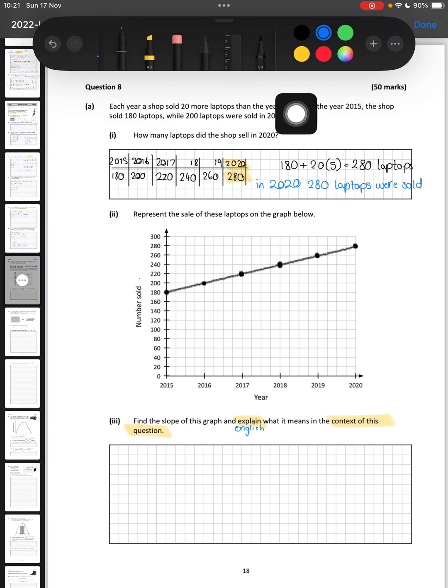Okay, laptops and years, okay? That's the kind of stuff that they want. In the context of this question, okay, we are looking at laptops sold and years.